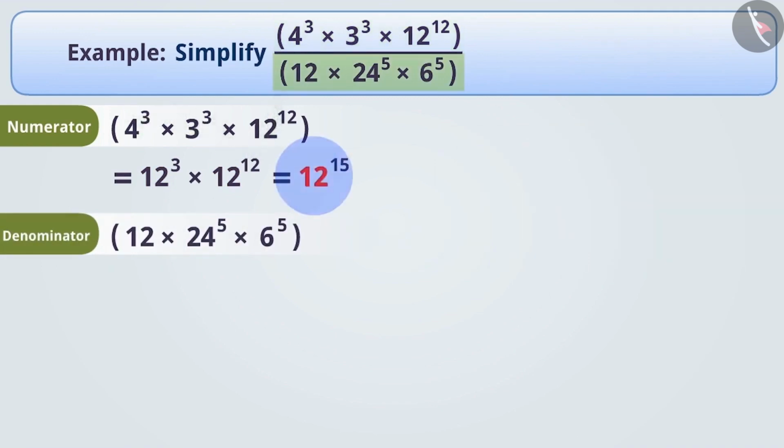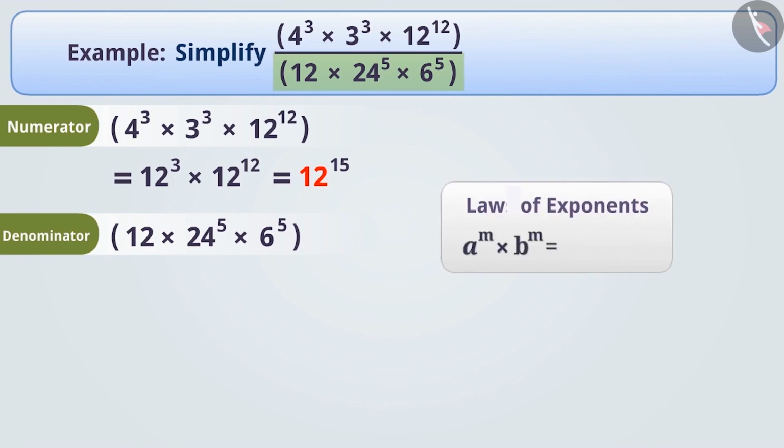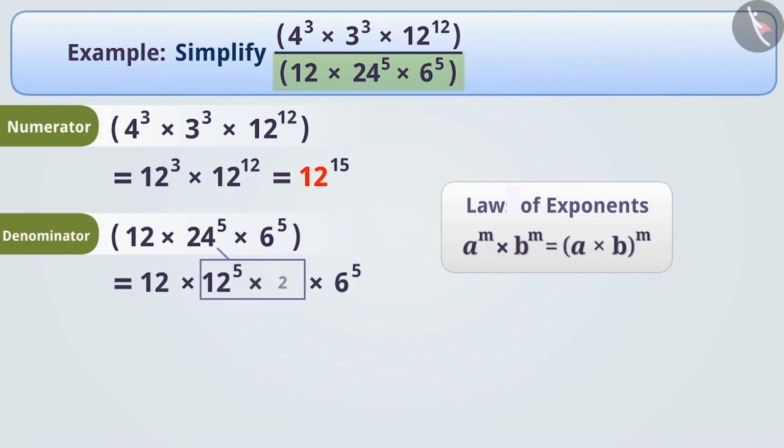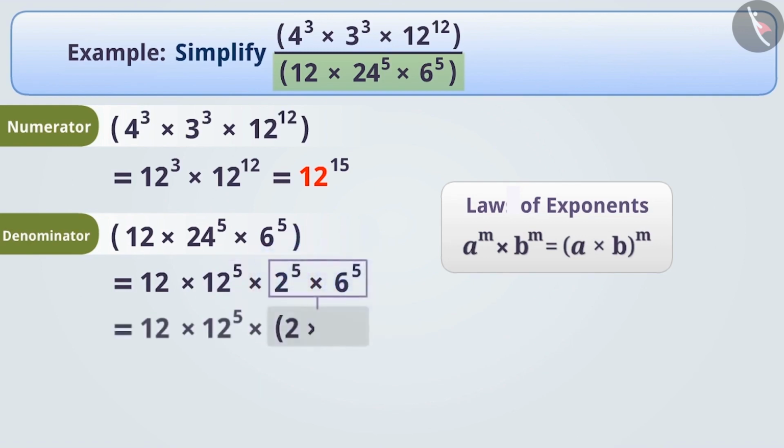Now let's solve the denominator. Since we've expressed the numerator as base 12, we will try to express the denominator also as base 12. According to the law, a to the power of m into b to the power of m is equal to a into b the whole power m. We can write 24 to the power of 5 as 12 to the power of 5 into 2 to the power of 5. Using the same law, we can write 2 to the power of 5 into 6 to the power of 5 as 2 into 6 the whole power 5, that is 12 to the power of 5.